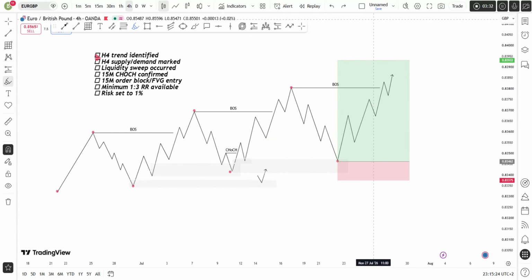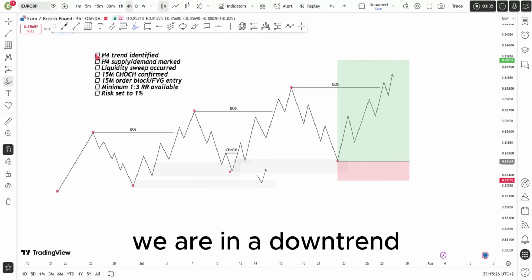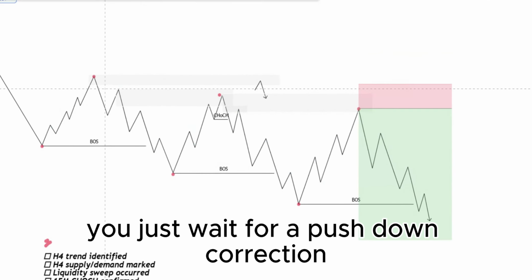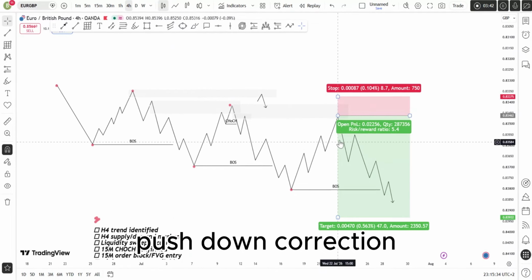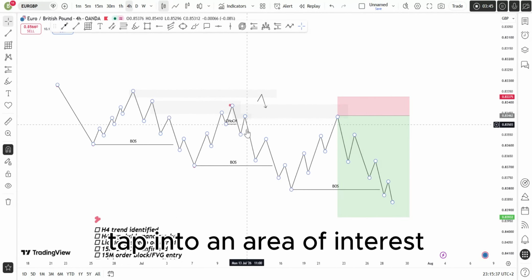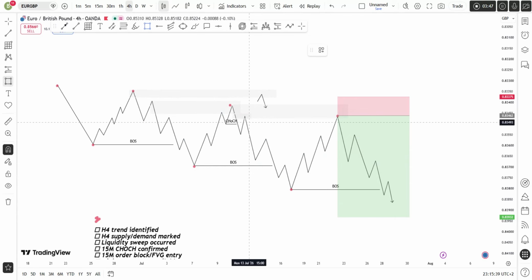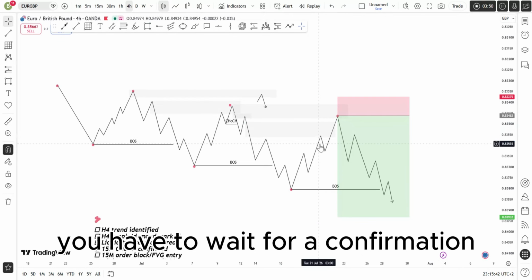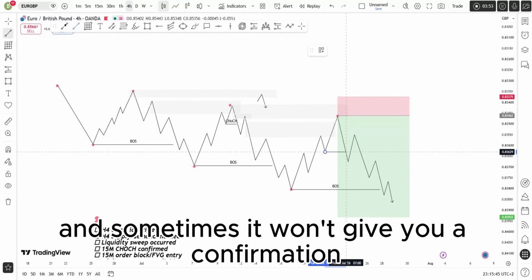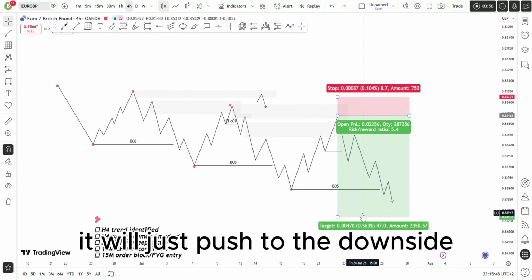So let's say from this market structure here, we are in a downtrend. So you still do the same thing. You just wait for a push down, correction, push down, correction, tap into an area of interest. It depends where your supply or demand is at. If it's in the middle, just like this, you have to wait for a confirmation. And sometimes it won't give you a confirmation. It will just push to the downside.